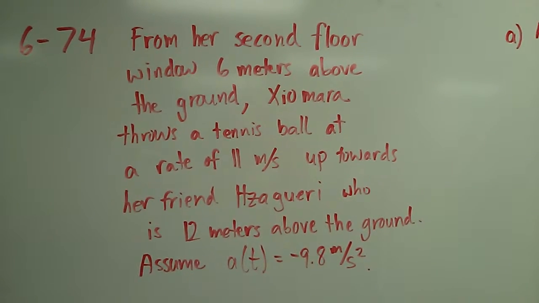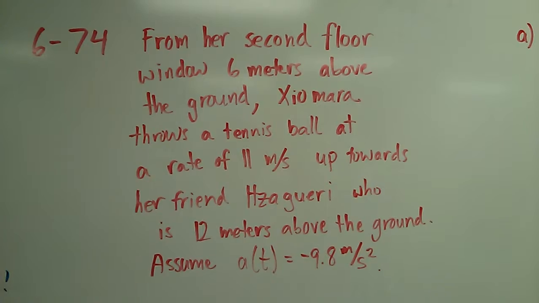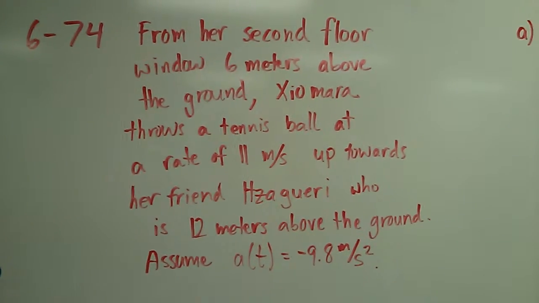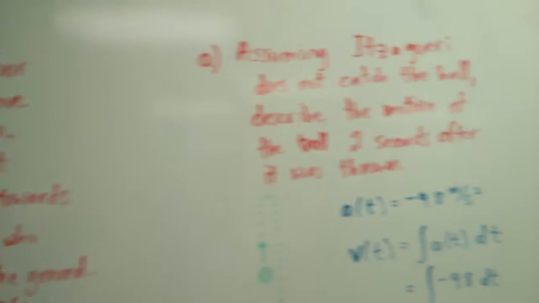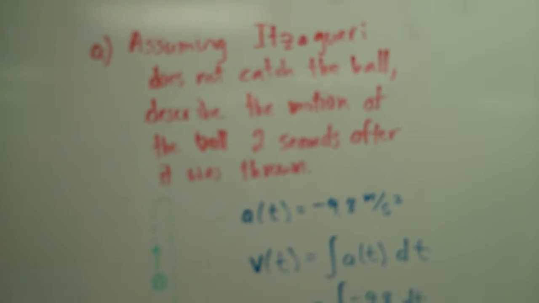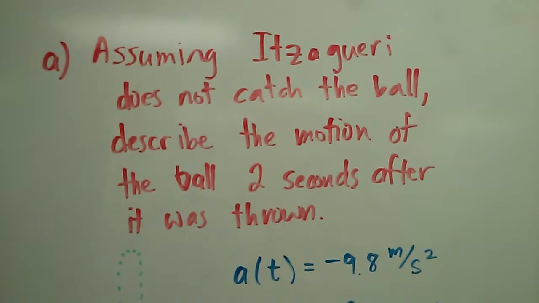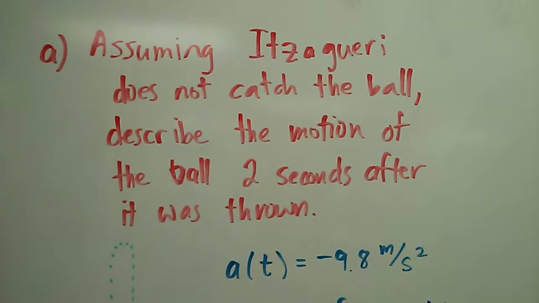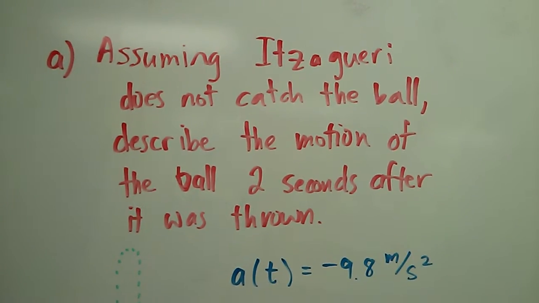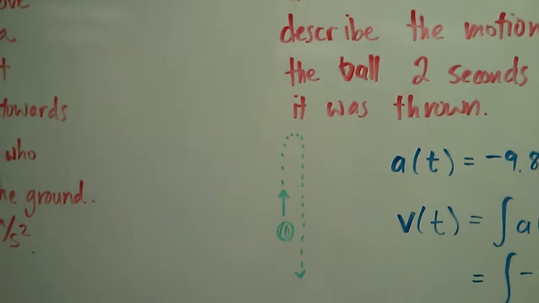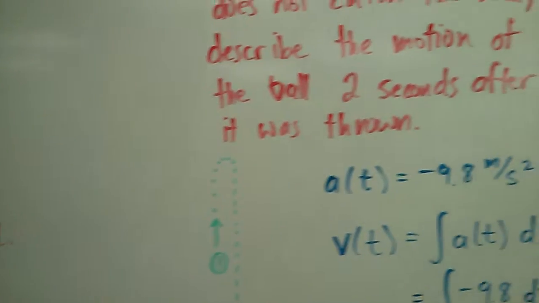Assume the acceleration as a function of time is negative 9.8 meters per second squared due to gravity. Okay, that's what we're given. Part A says, assuming Itsaguri does not catch the ball, describe the motion of the ball 2 seconds after it was thrown. So we know acceleration is negative 9.8 meters per second squared. We know the ball goes up, just like we have in green here, and then eventually goes down.